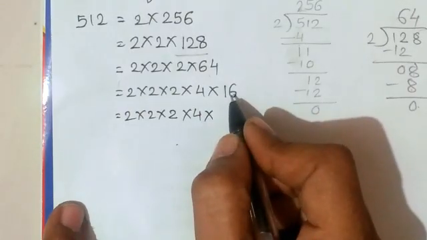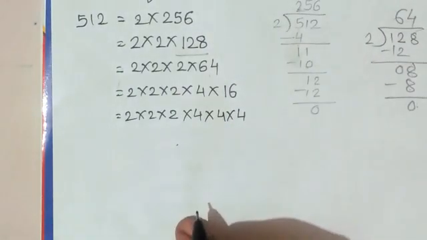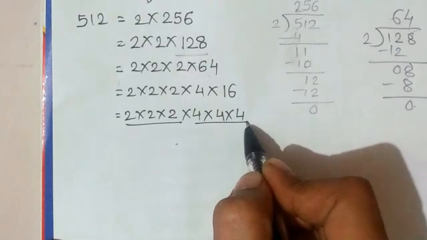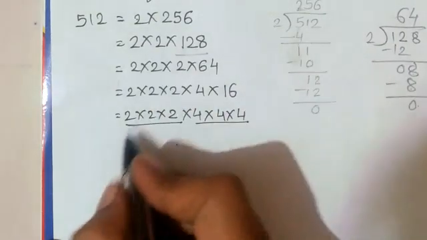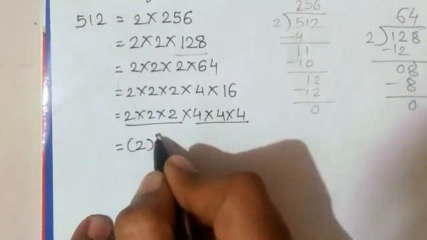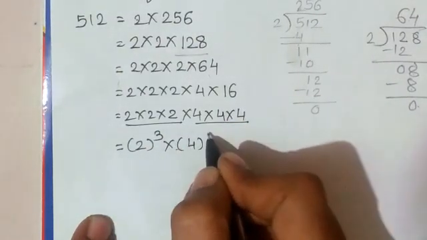This 16 is the square of 4. It means 4 4s are 16. So we are going to write like this way. Now we will get the 2 three times and 4 will be three times. So what we are going to do? We will make it in the indices format. 2 raised to 3 multiplied by 4 raised to 3.